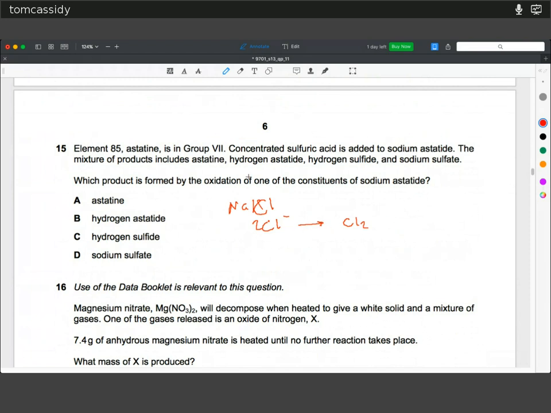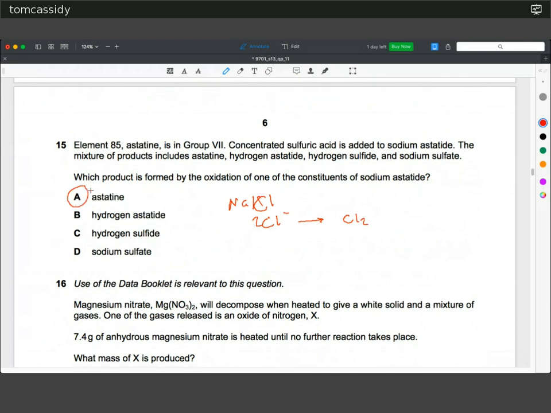And astatine is going to behave just like chlorine. So when it goes from an anion to the element here, then it's losing an electron, the oxidation number is going up, it's being oxidized. And so the answer there is astatine.